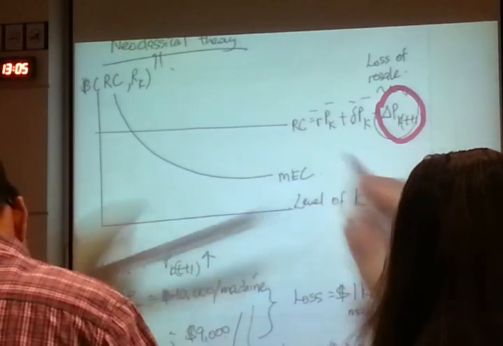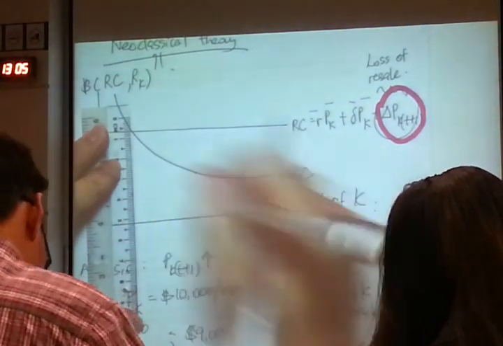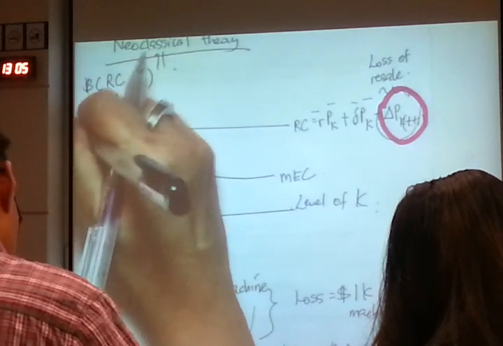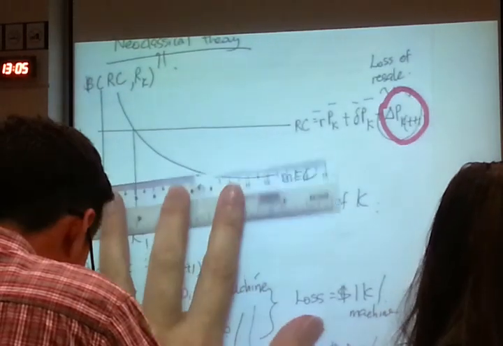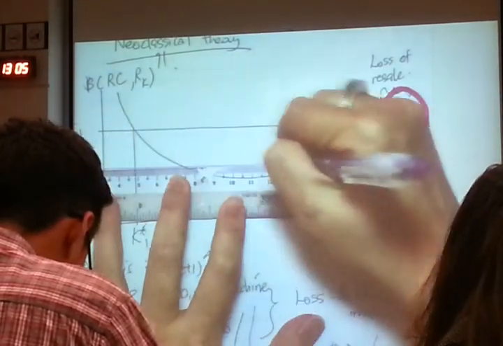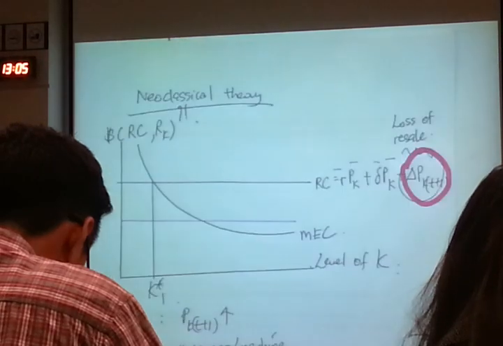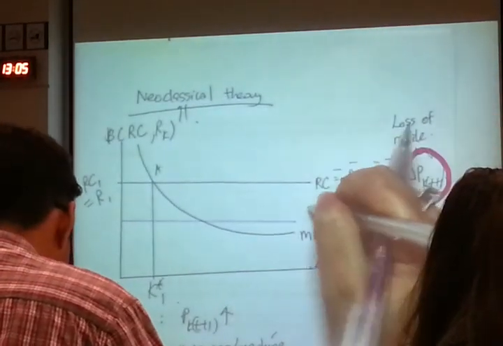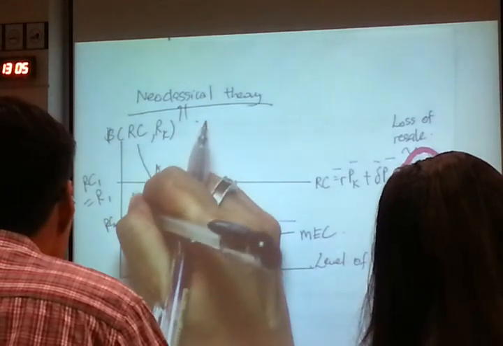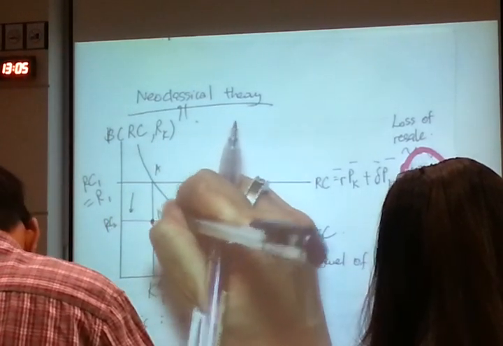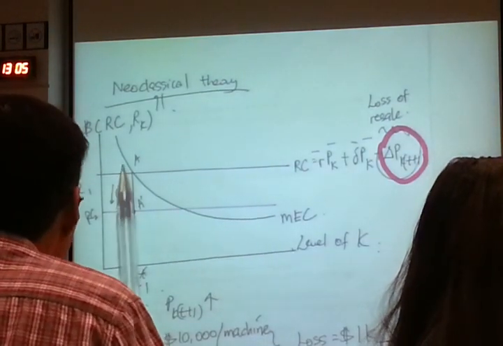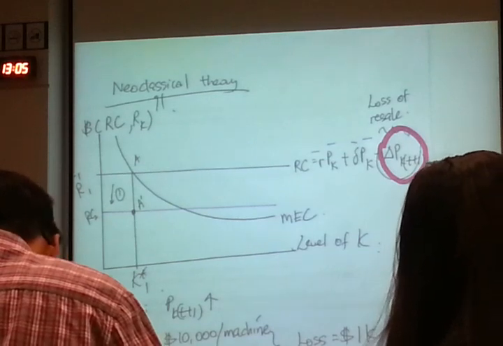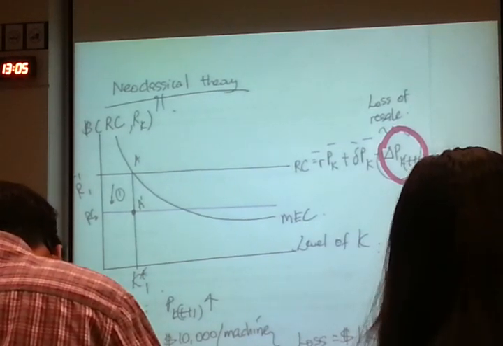Then you go to the diagram. Very quickly, RC, let me put down the pointers. Initially we are here. That was RC1 and R1. That's where you get K1. So RC drops to RC2, but you are now still at K star 1. You cannot straight away go to the right. You are still owning K star 1, 100 machines.